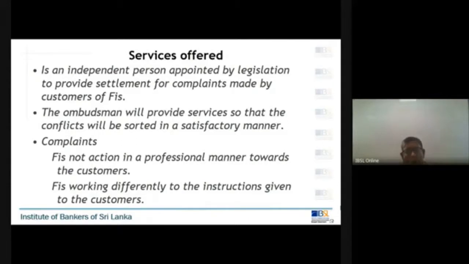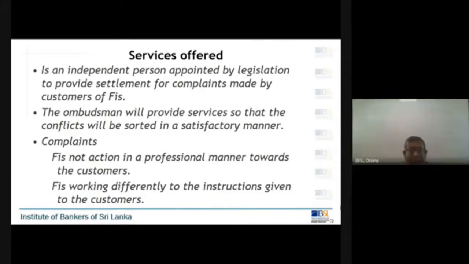So, what are the usual complaints? What are the usual complaints made by customers about financial institutions? Now, I have the recent figures. According to the complaints sorted out by the ombudsman, which I knew personally, a lot of complaints are coming with regard to leasing issues, with regard to leasing problems. The majority of complaints are about leasing issues.